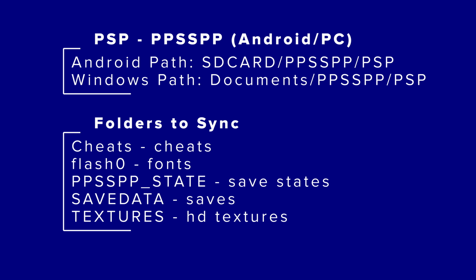So I have my PPSSPP folder on the SD card, and inside of that, there's a PSP folder, and I sync the cheats, fonts, PPSSPP_state, which is states, and save data, which is saves folders. Now on PC, for PPSSPP, it is the same structure. So your PPSSPP folder is usually in your documents folder, and then inside is the PSP folder. And again, there's no issues cross-platform, and I've had states work with PSP, so it's a good one.